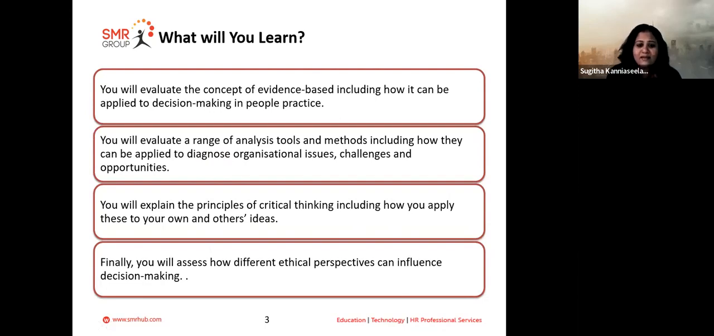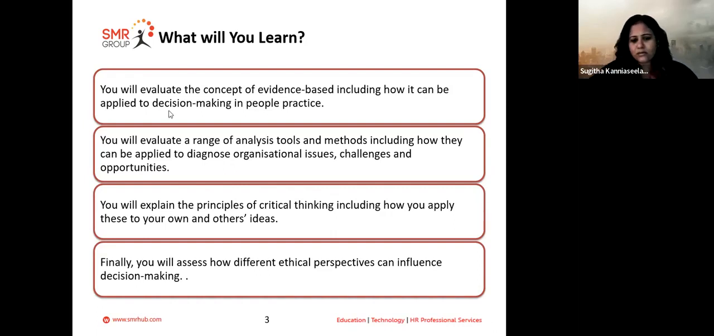Okay, so this module is essentially going to help you look at a few things. What you will learn here is the concept of evidence-based practice, and how it can be applied to decision making. You will look at a range of analysis tools and methods, and how you can use these tools to diagnose organizational issues, challenges and opportunities. You will look at the principles of critical thinking, and how you can apply them to your and other people's ideas. And finally, you will look at ethical perspectives that can influence decision making.